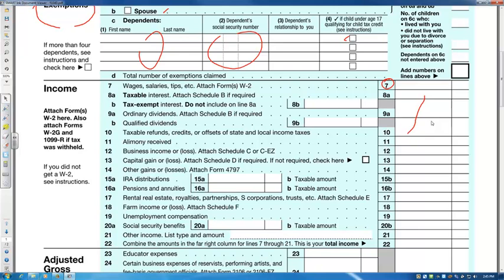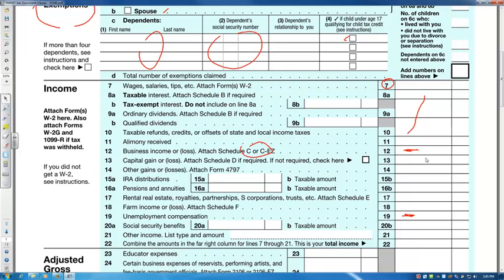Usually another common one would be your Schedule C. That's for self-employed individuals. We'll work a little bit with Schedule C in this course. The other ones that you'll see is the unemployment compensation. It used to be a lot more common during the economic downturn. It's getting a little better out there.